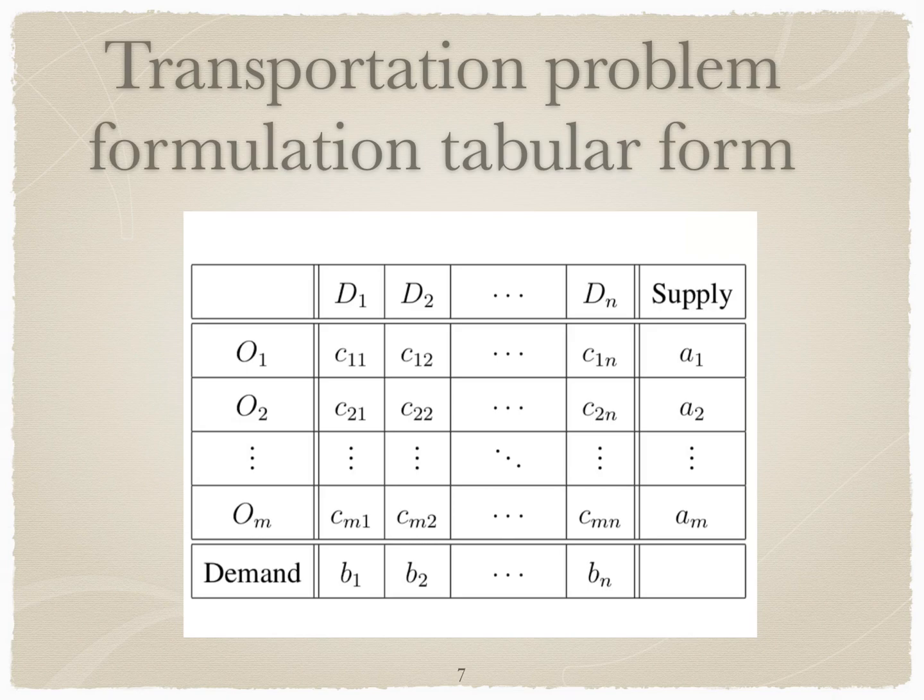Similarly, rows represent the factories or sources. So A1, A2, Am are the capacities of the factories. C11 is the cost of transporting material from source 1 to destination 1. C21 is the cost of transporting material from source 2 to destination 1. Similarly, Cmn is the unit transportation cost of transporting material from source m to destination n.